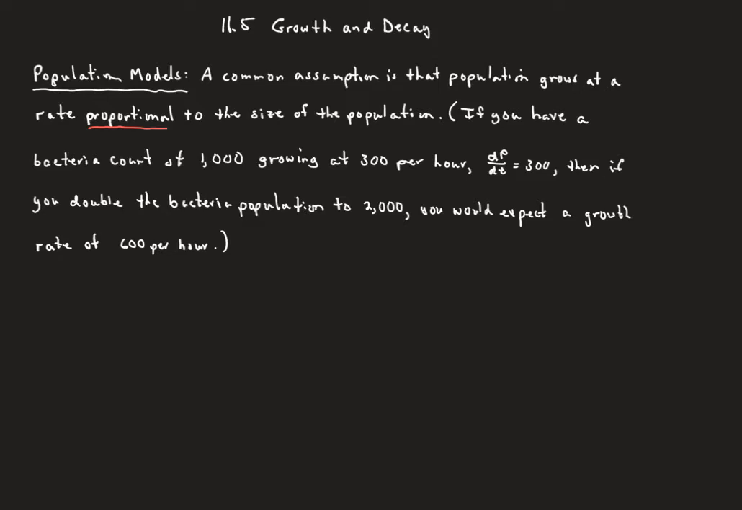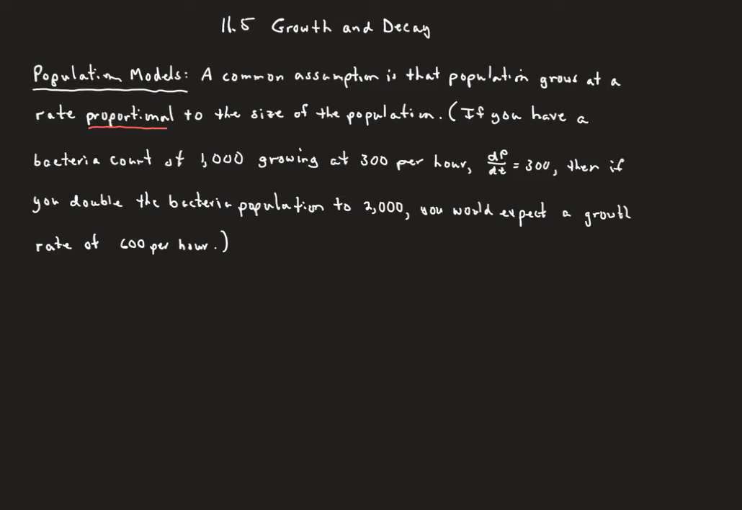What that means is if you had a colony of 1,000 bacteria and you observed that it was growing at 300 bacteria per hour, in calculus we would say dP/dt is 300. The rate of change of the population is 300. We would then expect that if you had double that population, 2,000 bacteria, the growth rate would be 600 per hour.